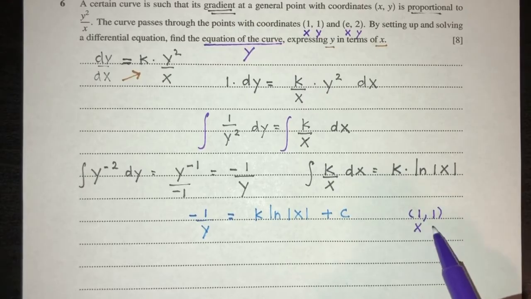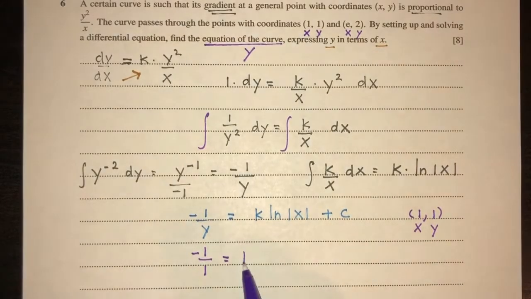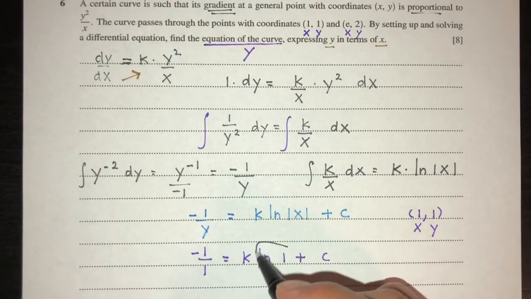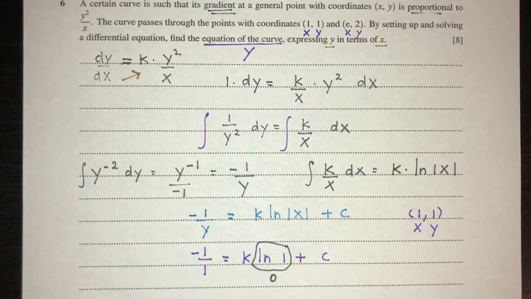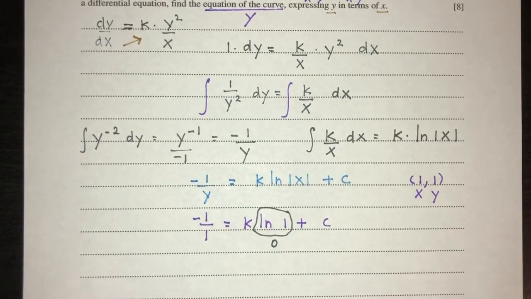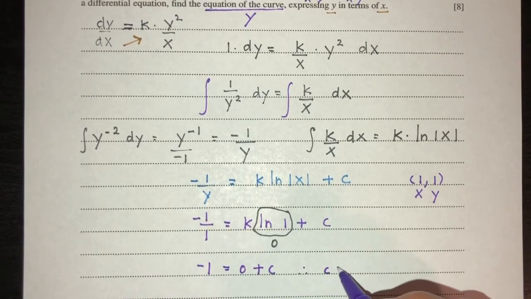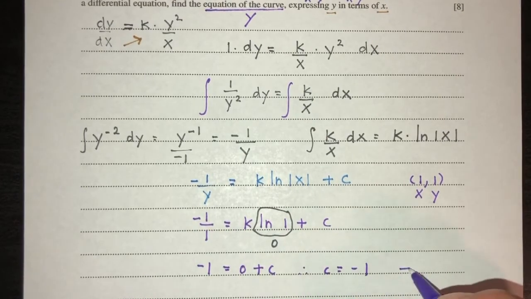One by one, first let's use this point. This is your x, this is your y. That is minus 1 over 1 is equal to k ln of 1 plus c. Now we have to know that ln of 1 is equal to 0. So here we have minus 1 is 0 plus c, so c will be minus 1. That's the first value that we have found.